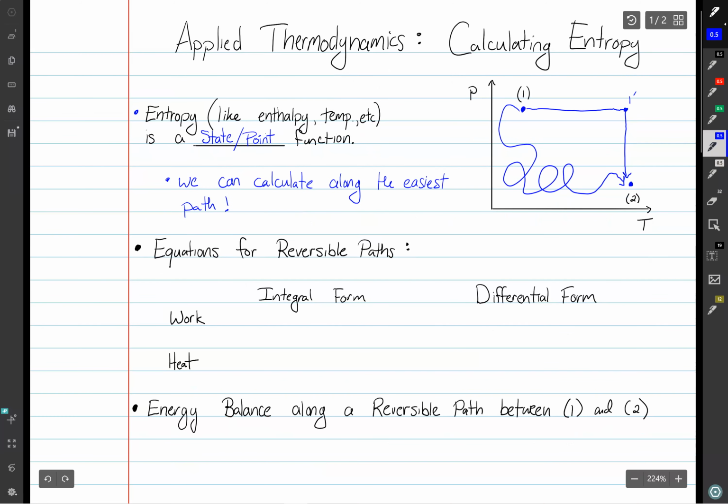So let's think about what would be the easiest path. The easiest path is going to be a reversible path. So let's think about some equations that we know along a reversible path. We've mostly dealt with this matrix of equations. We've dealt with this equation quite often: the integral form of work equals the integral from state 1 to state 2 of P d specific volume.